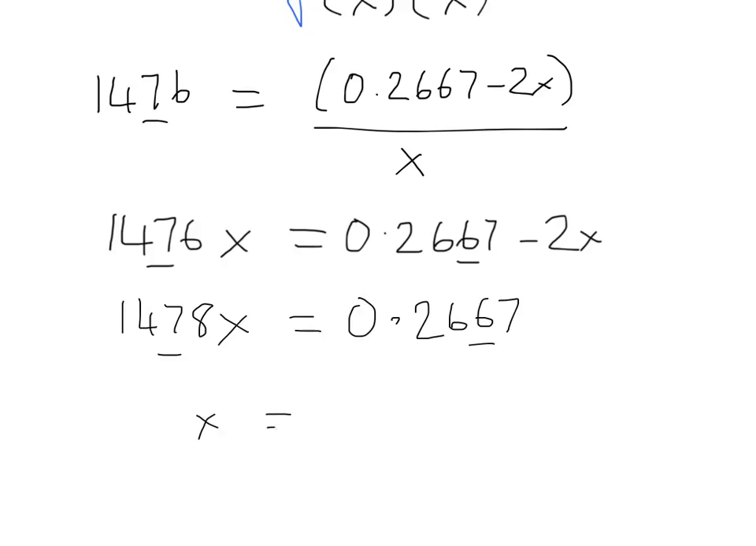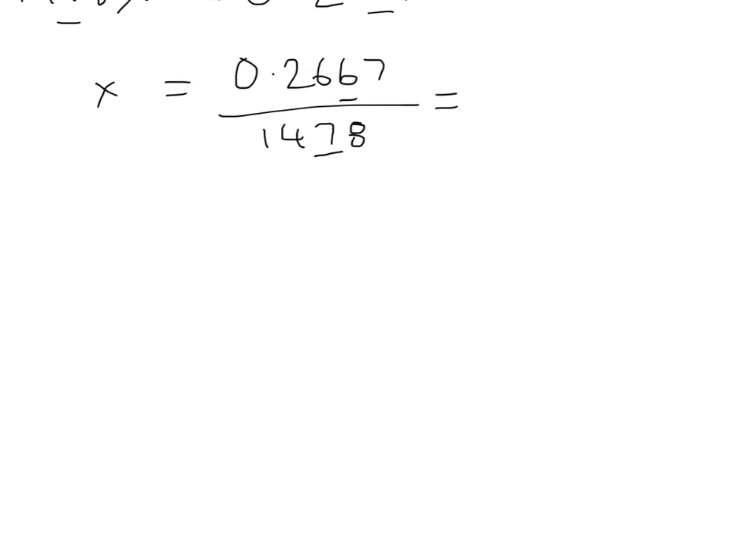And so to solve for x, we just need to divide both sides by 1478. And we probably only really have three significant figures here, right? And if we go ahead and calculate this, we get 1.804 times 10 to the minus 4.